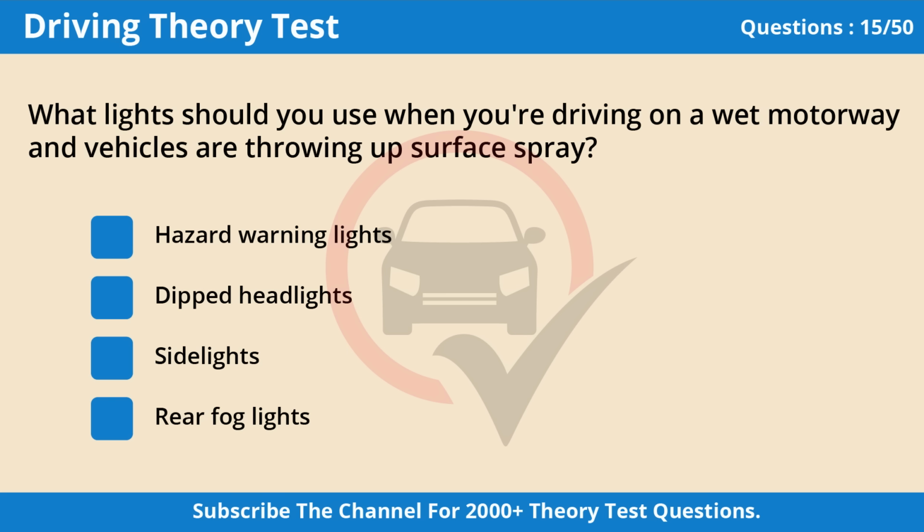Question 15. What lights should you use when you're driving on a wet motorway and vehicles are throwing up surface spray? A. Hazard warning lights. B. Dipped headlights. C. Side lights. D. Rear fog lights.